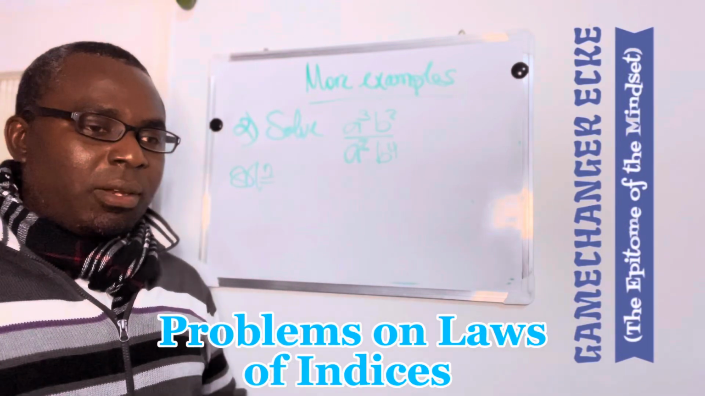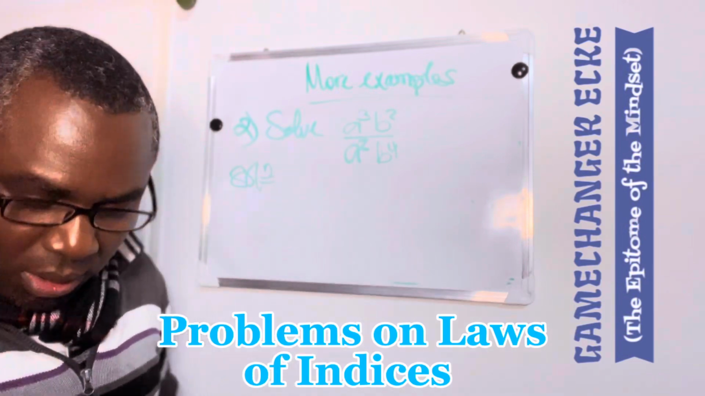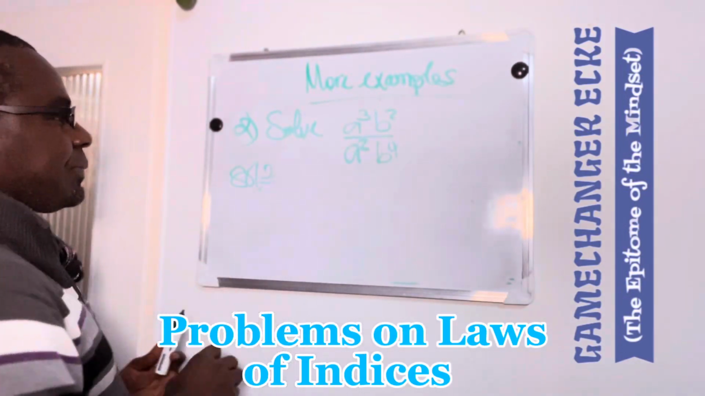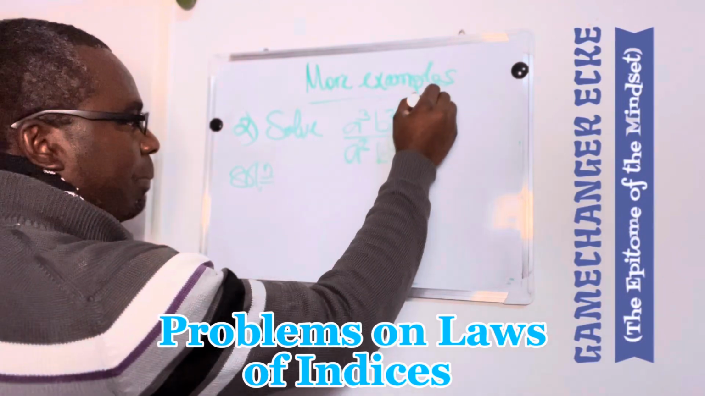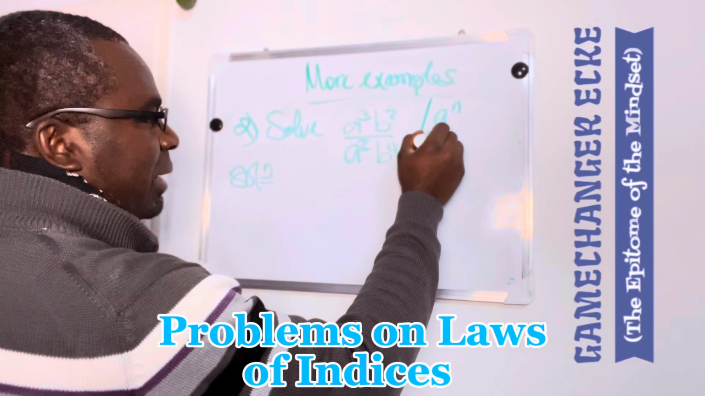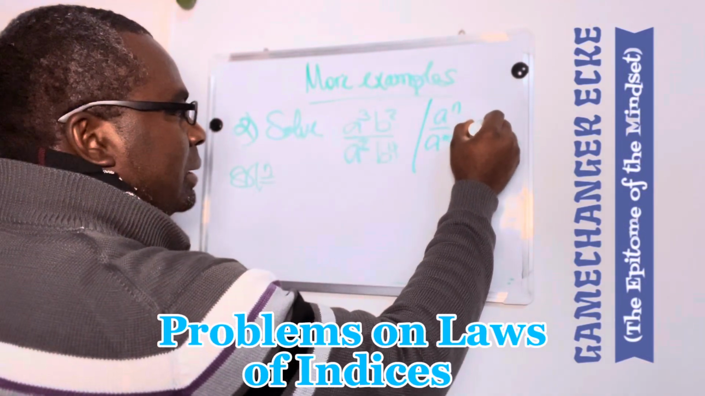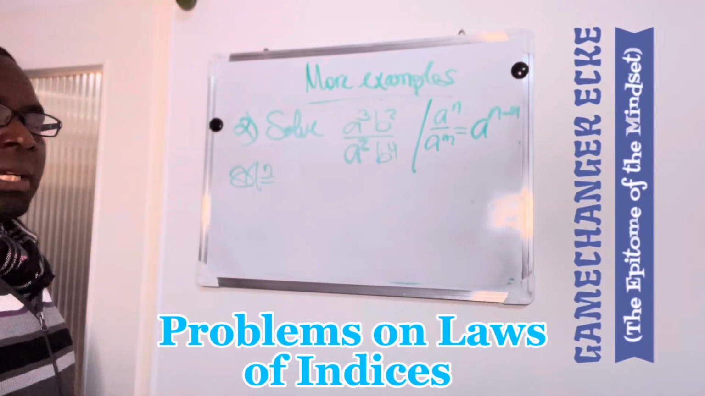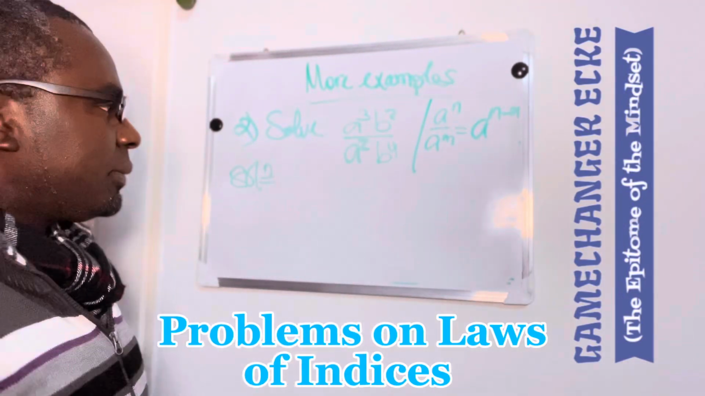We want to apply the division law of indices. So if you come across something like this, since we know that this is a division sign, we now apply this law: a to the power n divided by a to the power m is the same as a to the power n minus m. So we have to apply the law of division. I hope it's very, very clear.